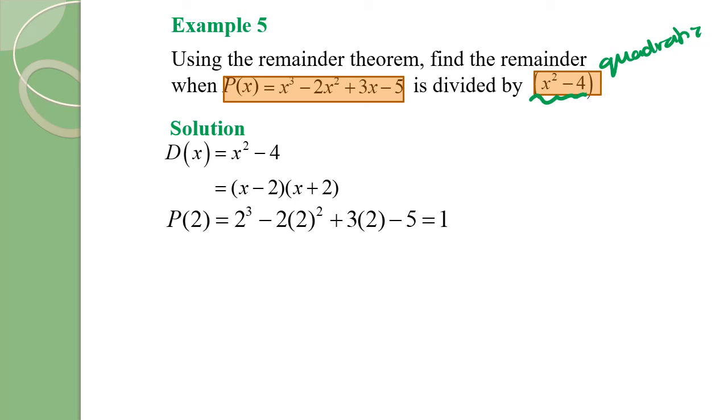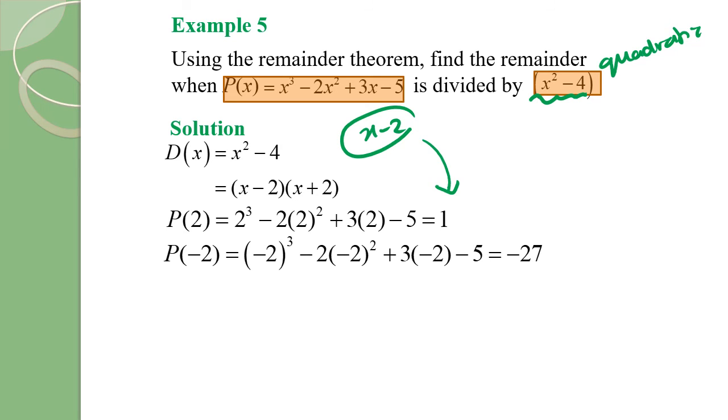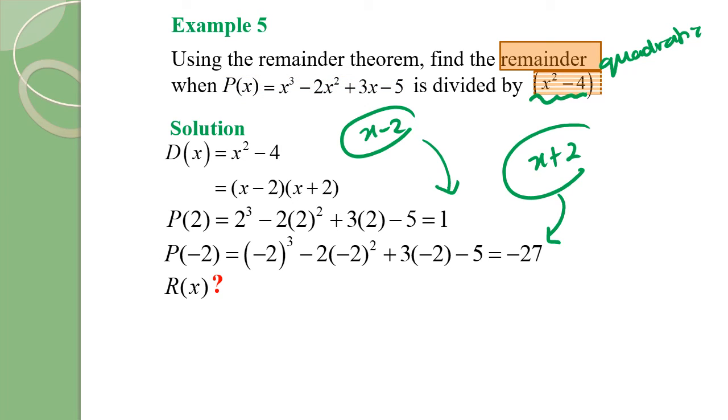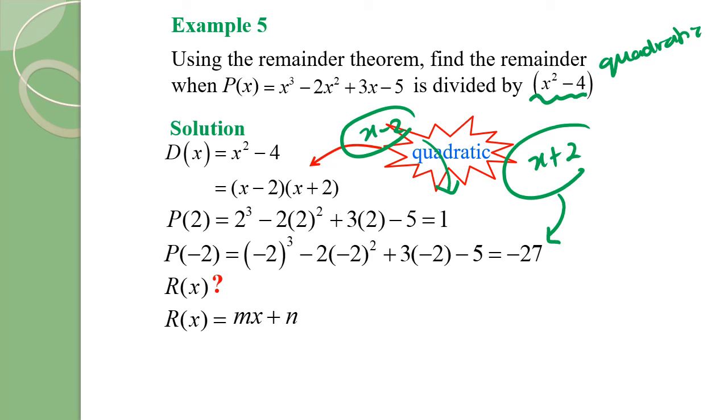When it's divided by x minus 2, we will have a remainder of 1. And if it is divided by x plus 2, the divisor is x plus 2, we have negative 27. But we want to find the remainder when it is divided by x squared minus 4. So how do we find this? It's a quadratic, which means the remainder should be mx plus n, a linear form.